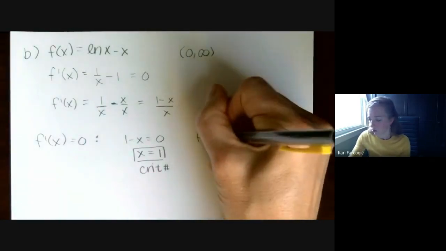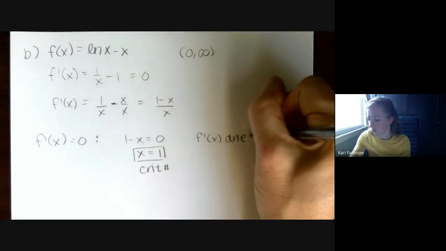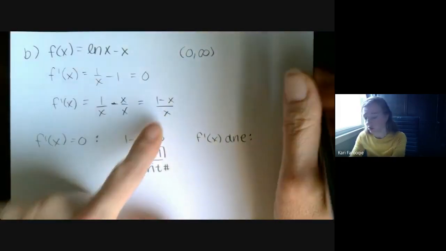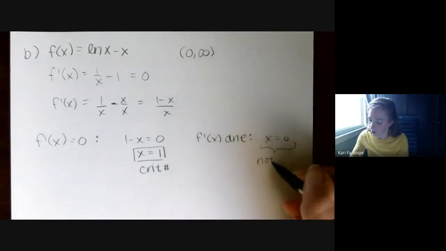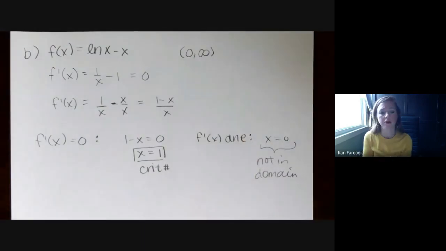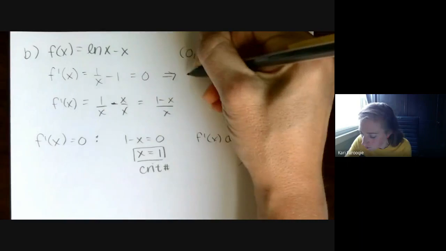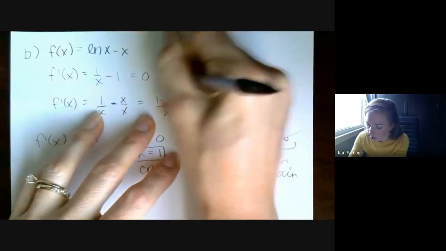The other situation would be that f prime does not exist. And this happens when the denominator is equal to 0. But remember that 0 is not in the domain. We cannot take the natural log of any number that isn't strictly positive. So this is not a critical number. So we only have one critical number to worry about, and we're going to hope that when we take the second derivative, everything works out beautifully. If you want to rewrite your first derivative using a negative exponent, that'll probably make your life easier.